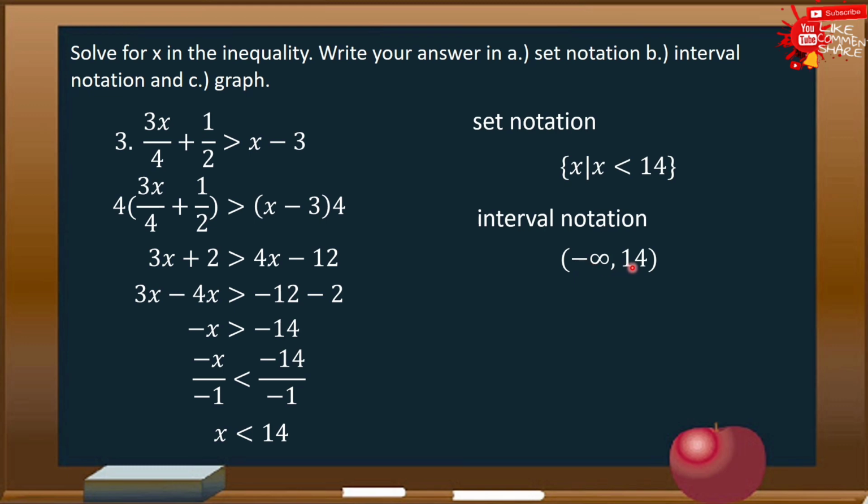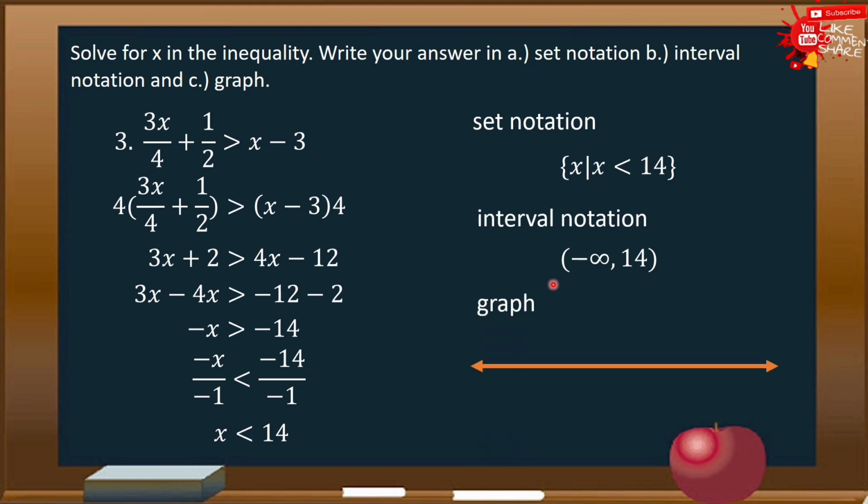Then we have 14, because it is the largest value, but we will use parentheses because 14 is not included for our value for x. Okay? So, I hope you understood the writing of interval notation.